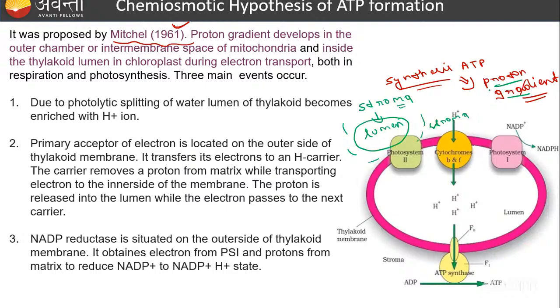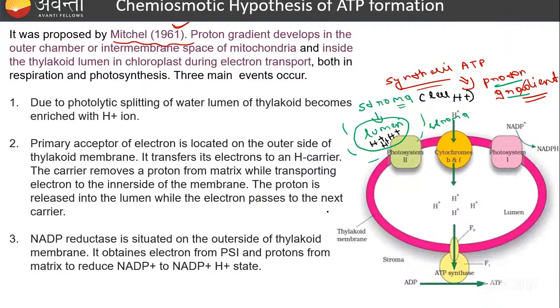And here, how is that proton gradient going to be formed? You all know what a gradient is, right? From lesser to higher or from higher to lesser, that is nothing but a gradient. Here, what will happen? The stroma has fewer protons compared to the lumen. In the lumen, there are many more protons.